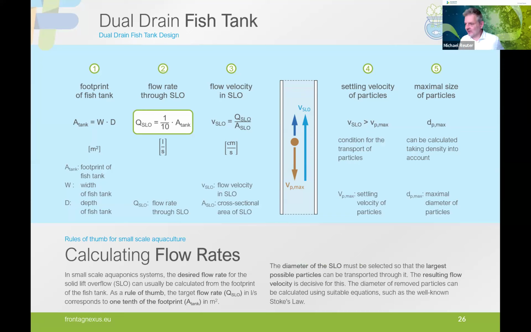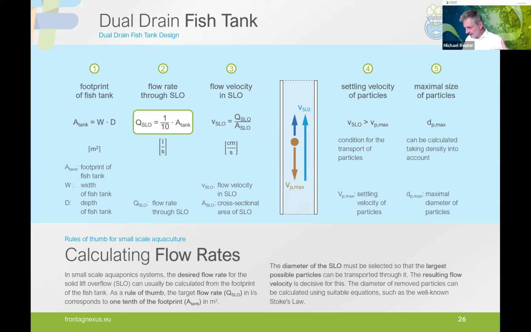How do we design the flow rates in our fish tank? And here again, I'm talking of small scale and simple RAS, not larger ones, because then we have to calculate it a little bit differently. In a small fish tank, we can usually just look at the flow rate through the SLO that we want at the footprint of our fish tank. Let's say it's 1 meter square.